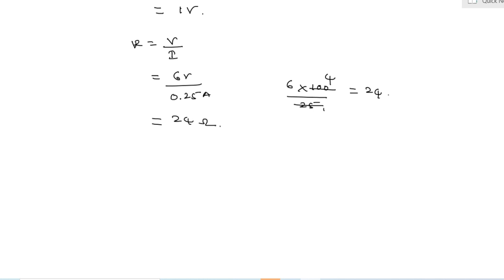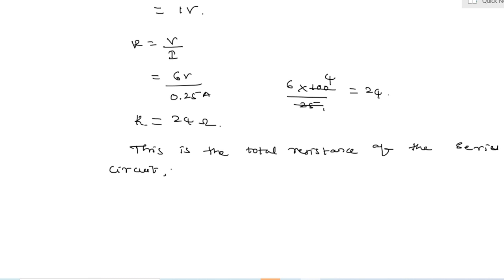This is the total resistance of the series circuit. It is equal to the sum of the two resistances. Yes, my dear students. Statement: this is the total resistance of the series circuit. It is equal to the sum of two resistances. Is it clear?